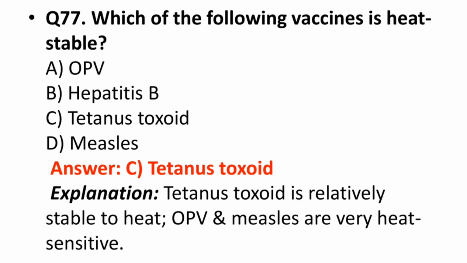Which of the following vaccines is heat stable? Option A, HPV; option B, hepatitis B; option C, tetanus toxoid; option D, measles. The correct answer is option C, tetanus toxoid. Tetanus toxoid is relatively stable to heat. HPV and measles are very heat sensitive. Tetanus toxoid is relatively stable to heat. OPV and measles are very heat sensitive.